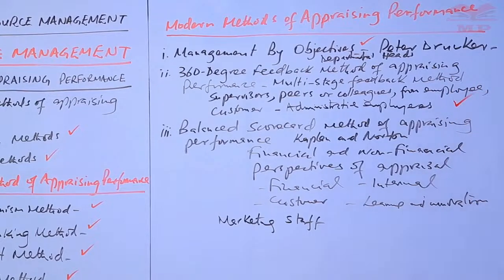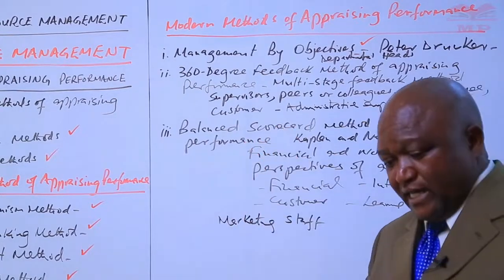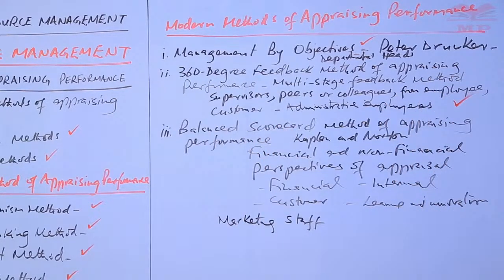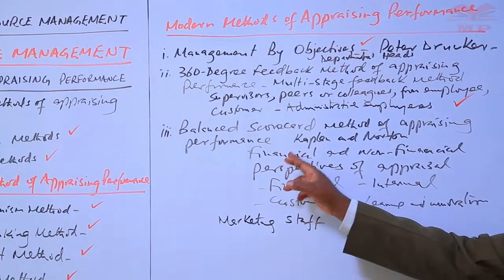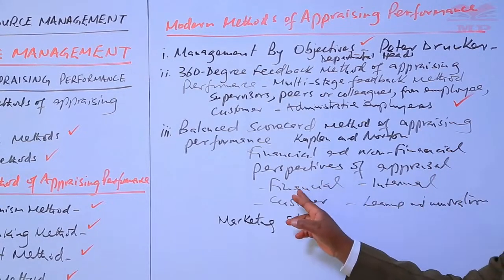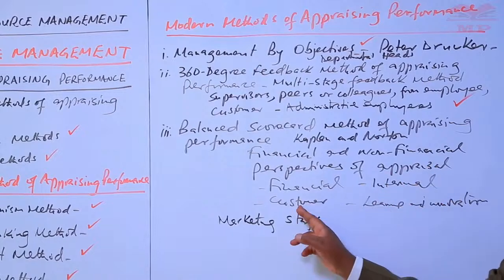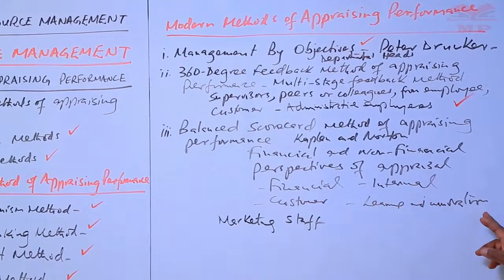a given employee. Then you also have the balanced scorecard method of appraising performance that was propounded by Kaplan and Norton. And in that particular balanced scorecard perspective of appraising performance, there are four aspects: financial perspective, internal perspective, customer perspective, learning and innovation perspective.